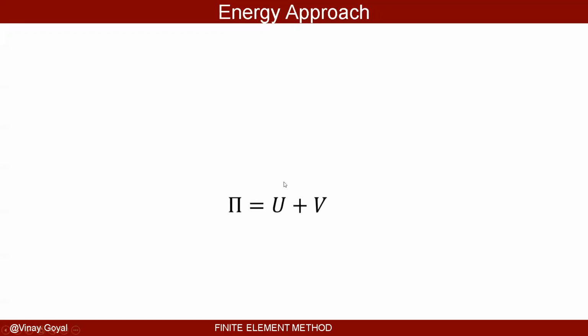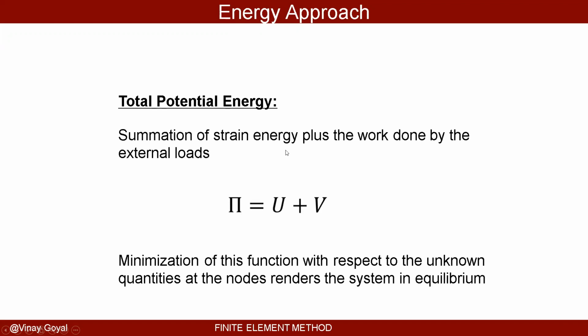So typically the energy is written as strain energy plus the potential energy due to applied loads. You have to add the strain energy plus the work done by external loads, and minimization of this function with respect to the unknown quantities at the nodes renders the system in equilibrium. Because the only unknowns that you're going to have for the total potential energy are the unknowns at the nodes. So if I minimize pi with respect to those quantities, then I can tell you how the system deflected.